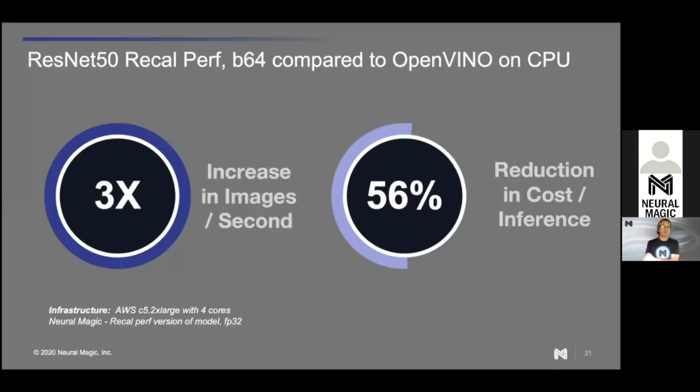Another example is this is ResNet 50. This is our Recal Perf version. 3x better performance at batch size 64 with a more than 50% reduction in cost. This is all running at FP32.